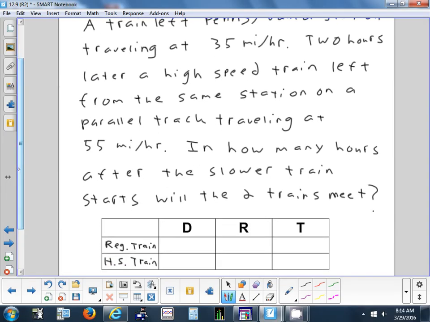Let's focus on the speeds. Okay, do I know the speed of the regular train? How fast is the regular train going? 35 miles per hour. All right, so let's fill that in here. Yeah, put in all the stuff you know first.